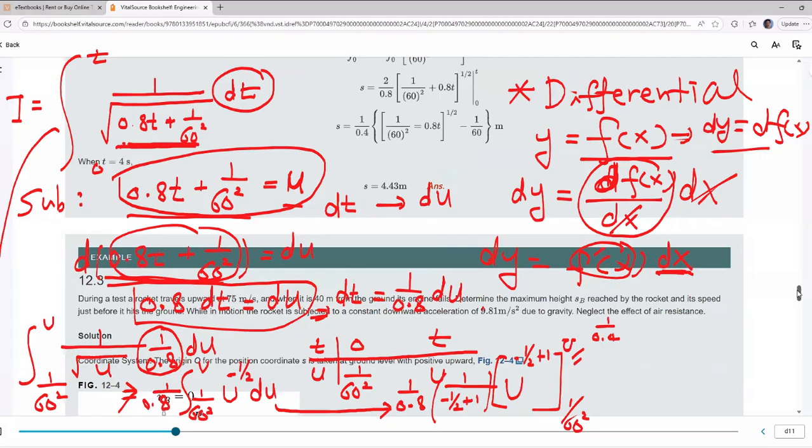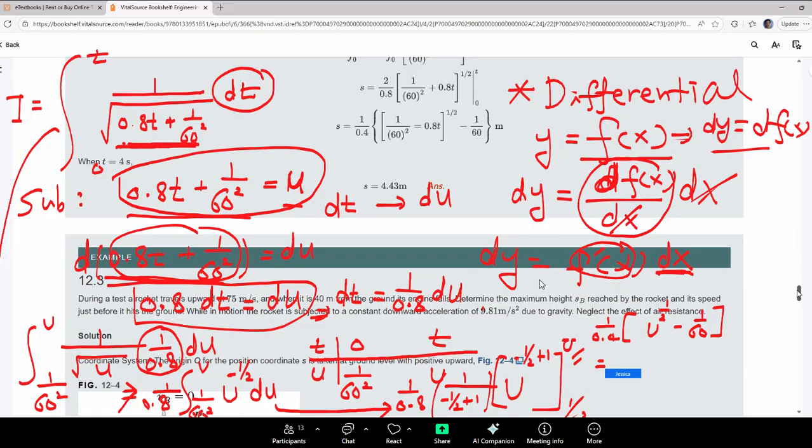Then u to the negative 1 over 2 plus 1, that is 1 over 2. Put the upper limit: u to the 1 over 2, minus the square root of 1 over 60, that is simply 1 over 60. Okay, that equals what then? 1 over 0.4.